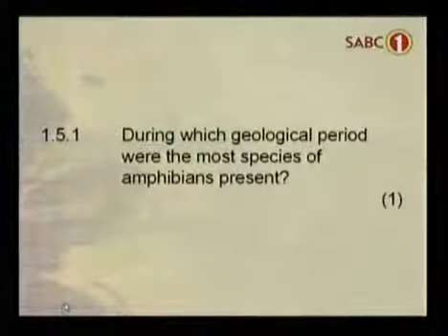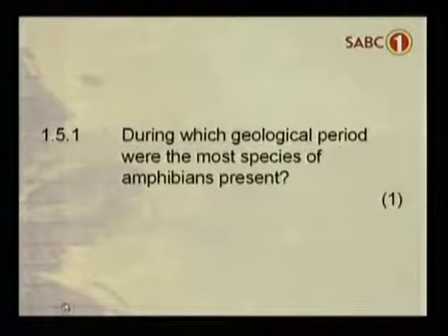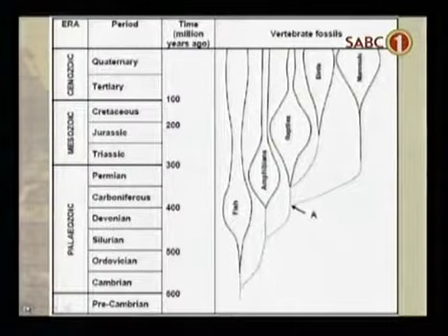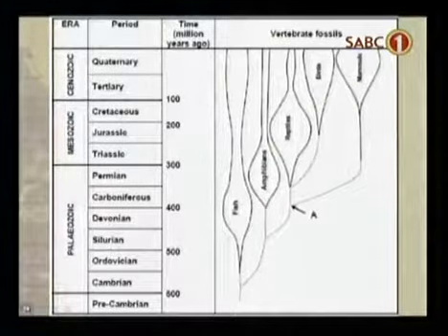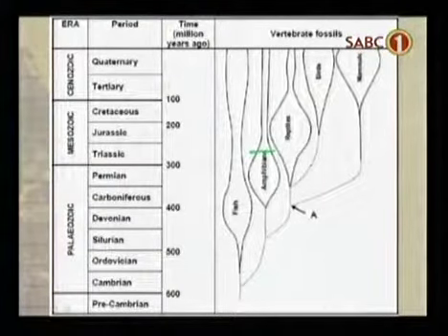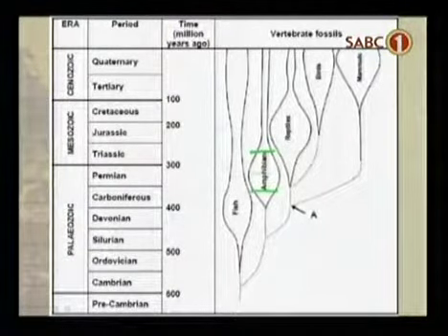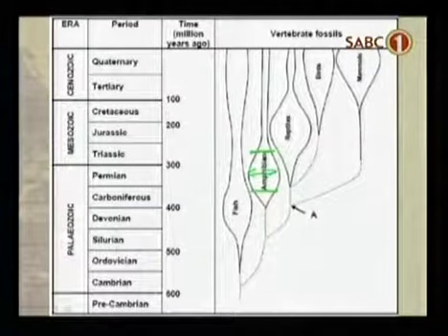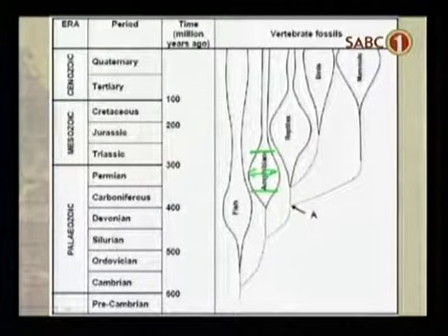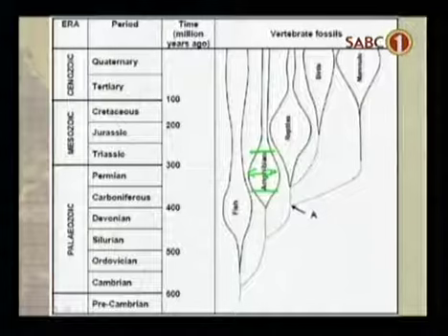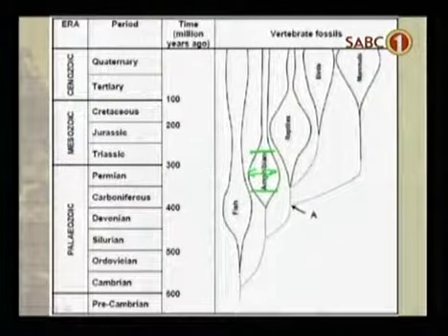Okay, so let's look at our first question. It says, during which geological time period were the most species of amphibians present? Right, so if I go back to my diagram, I come to my amphibians over here, and I can see that the amphibians had the greatest numbers around there. How do I know that? Because remember, this is where it is the widest, and therefore it's telling me that's where the greatest numbers are. So it would be the Permian period.